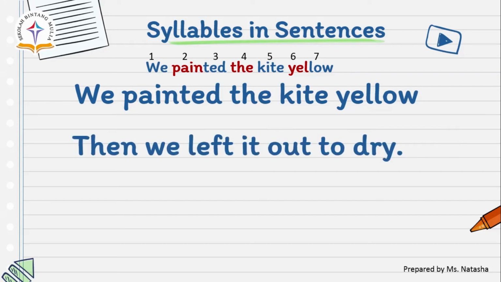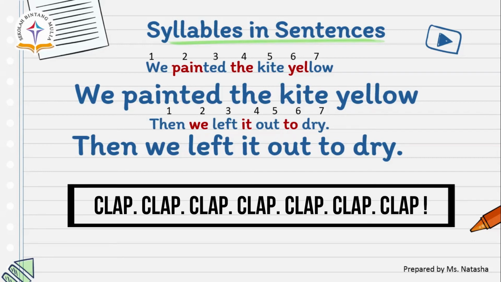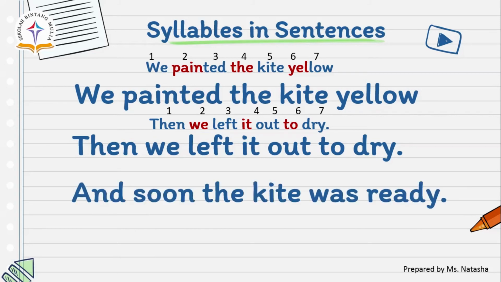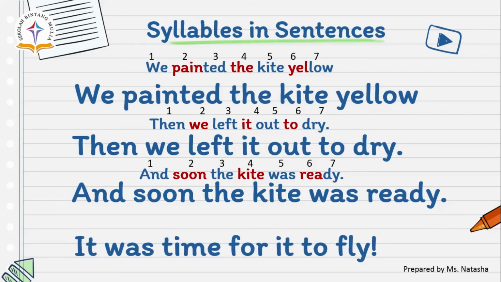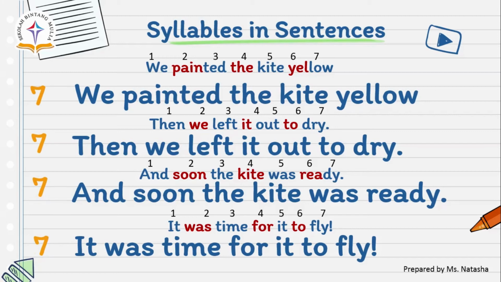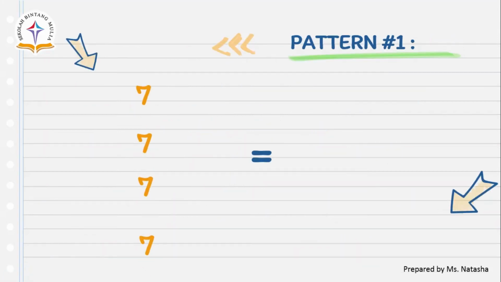Let's take a look at the second. Then we left it out to dry. Another 7. Next, and soon the kite was ready. Another 7. It was time for it to fly. 7, 7, 7, 7. Now this pattern follows the first example, A.